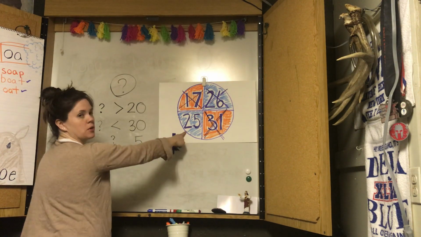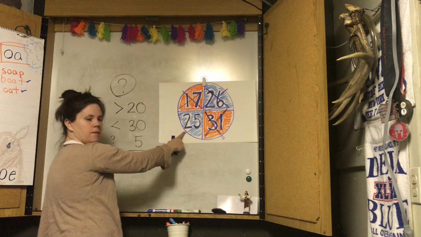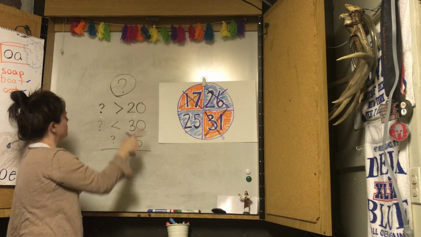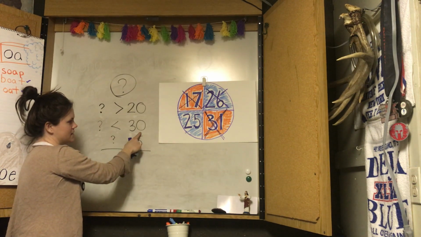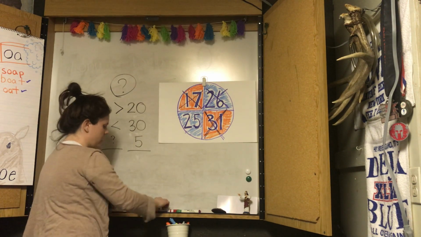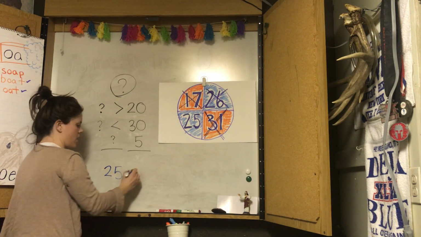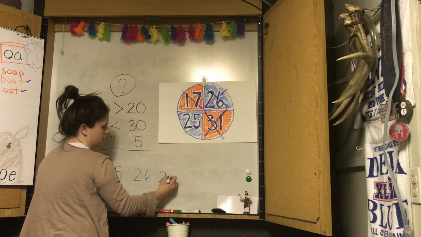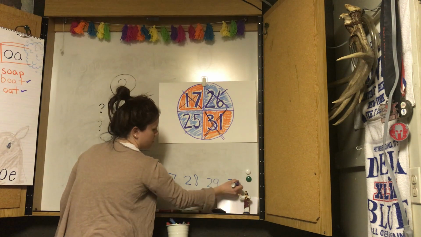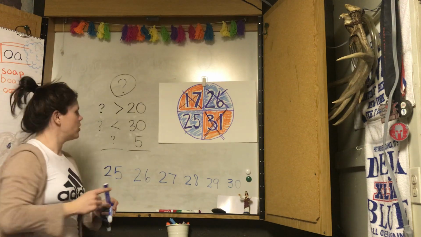Okay, we're looking at the number 25. Our number has to be more than 20. Is 25 more than 20? Absolutely. Let's keep going. Our mystery number has to be less than 30. Well, is that less than 30? Let me count up and order my numbers to see. 25, 26, 27, 28, 29, 30. It is less than 30.